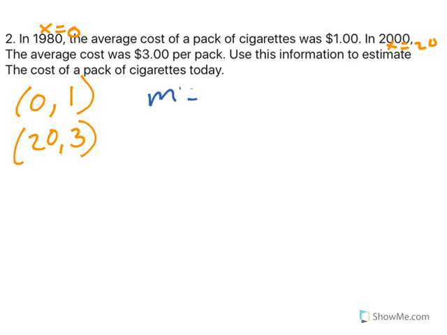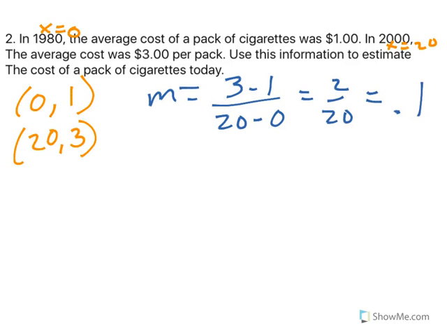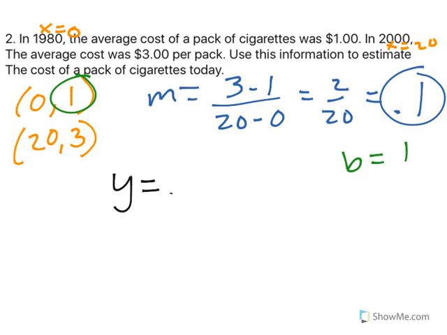So I can find my slope by taking y2 minus y1 over x2 minus x1. That's 2 over 20, which is 0.1. It comes out nicely. Because I did it this way, I have a y-intercept of 1. So I can write y equals 0.1x plus 1. Great. Well, the question says pack of cigarettes today. We don't know what the cost is, but it's 2016. So how many years after 1980 is 2016? And the answer is 36 years.